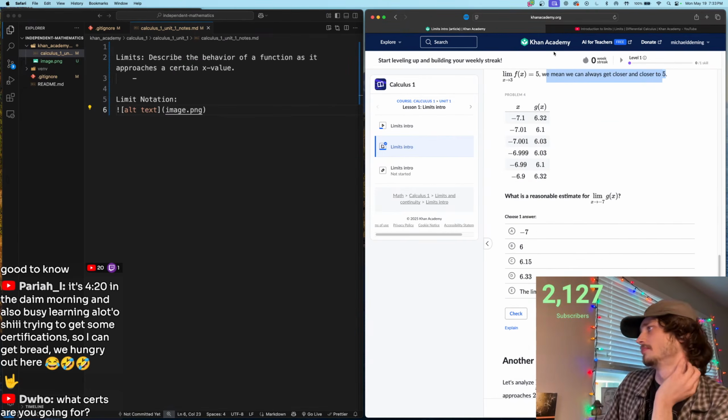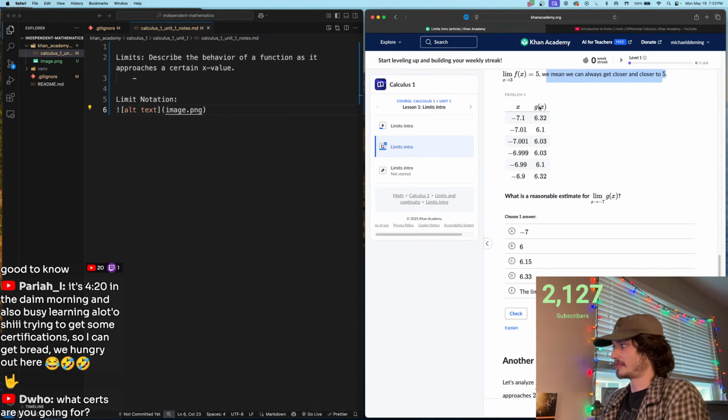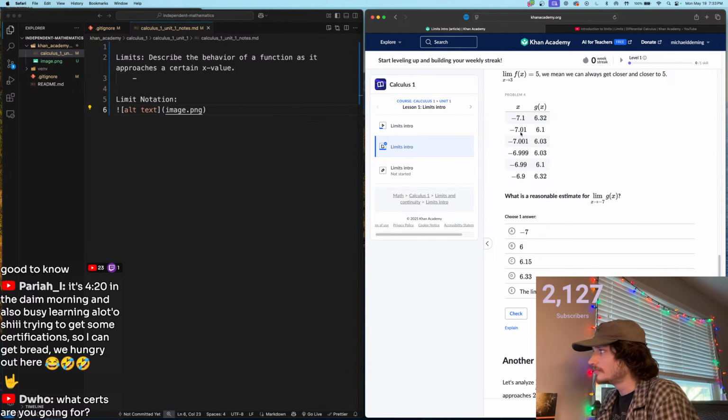So in problem 4, what is a reasonable estimate for the limit of g of x as x approaches -7? So as x approaches -7 here, we're passing over a value. We get 3.6, so let's try to visualize. So we're getting bigger, right? And then our x values are starting to shrink. And then they get bigger.